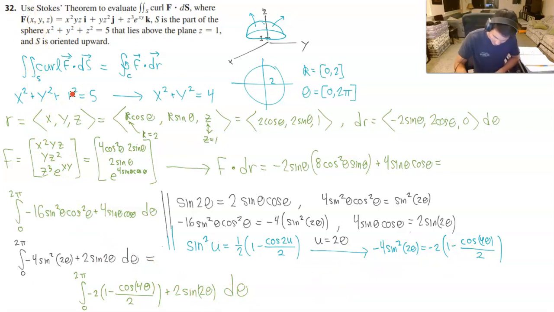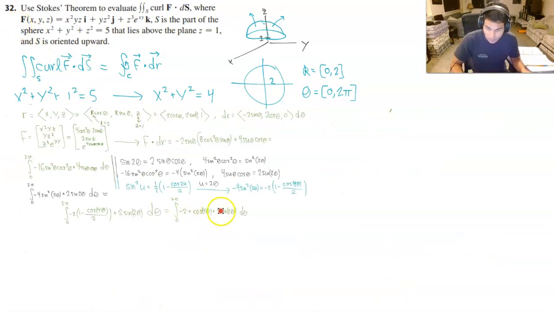Real quick, let me simplify it a little bit more. I'm going to times out the -2 in here, so it's going to be -2, then plus -2 times -1/2, which is 1, cosine 4 theta, plus 2 sine 2 theta d theta. So this is your integral, and of course I'm going to make more space. Okay, so let's integrate this guy now.